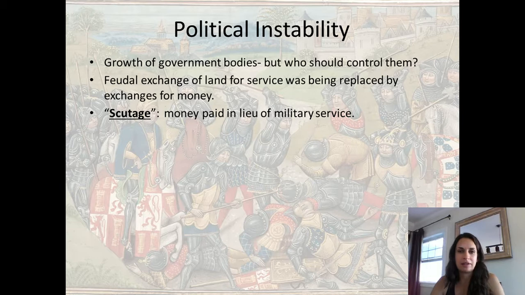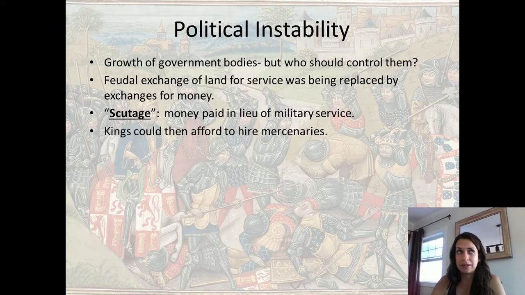Another thing that lords could do is they could pay their king something called scutage, which is money that you pay instead of military service. So peasants could also do this as well. If you didn't want to enlist in the military, which after seeing 100 years of war, not a whole lot of people were really rallying for it. They had grown kind of tired of it. You could pay a certain amount of money instead of joining the military.